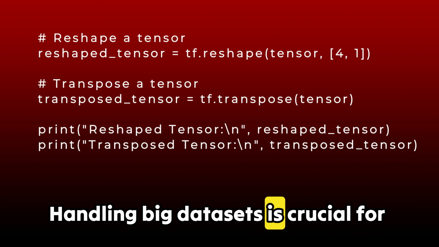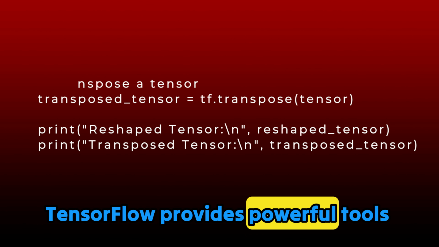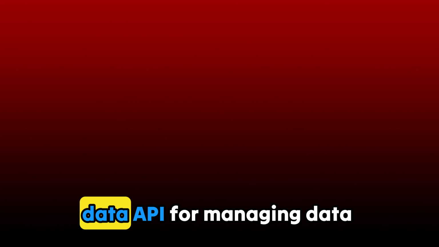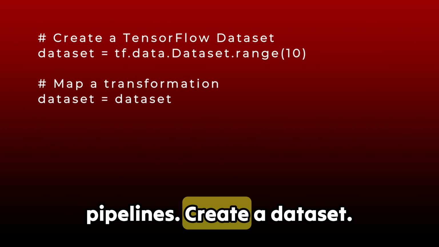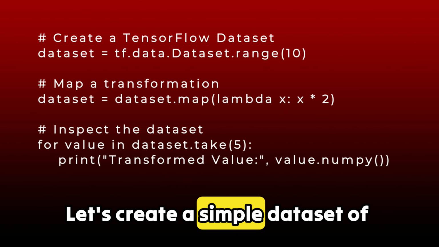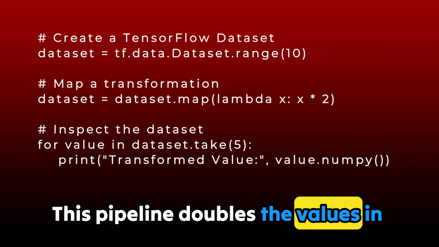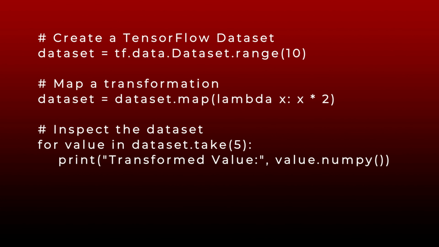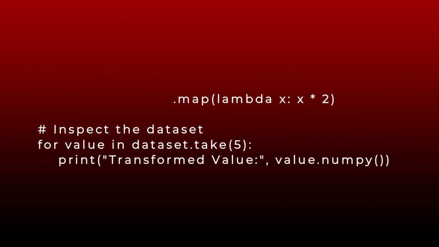Handling big datasets is crucial for machine learning. TensorFlow provides powerful tools like the tf.data API for managing data pipelines. Create a dataset. Let's create a simple dataset of numbers and preprocess it. This pipeline doubles the values in the dataset. Such transformations are common in preparing datasets for training.